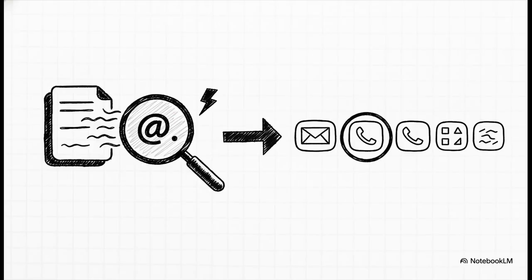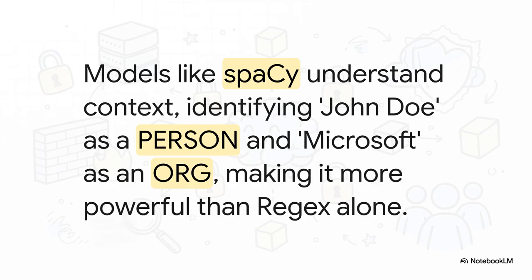Let's start with the simplest one, Regex, which stands for regular expressions. It's all about matching patterns. It's fantastic for finding really structured data, like an email address, because it's just looking for that specific format, with the @ symbol. It's lightning fast, but it's also completely blind to context. If something doesn't fit the pattern perfectly, it'll miss it every time. Okay, moving up the sophistication ladder, we have named entity recognition, or NER.